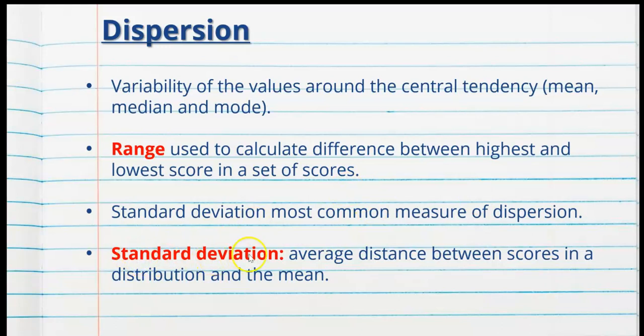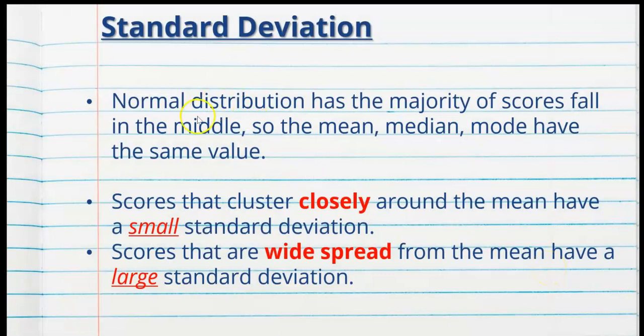So the standard deviation refers to the average distance between scores in a distribution and the mean. So on average, what's the distance between the scores in the distribution and the mean score? Normal distributions have the majority of scores fall in the middle, so that the mean, median, and mode have the same value or very similar. However, again, that's not very common. So we need to look at the standard deviation.